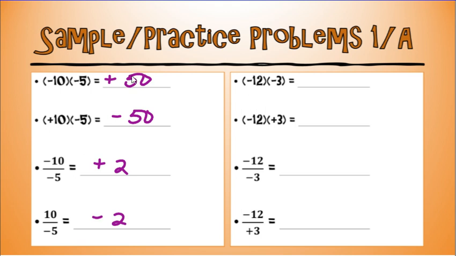Negative 12 times negative 3. Two negatives make a positive 36. Negative 12 times positive 3 is a negative 36. Negative 12 divided by negative 3 is a positive 4 because I have two negatives. Negative 12 divided by 3 is a negative 4 because one is negative.